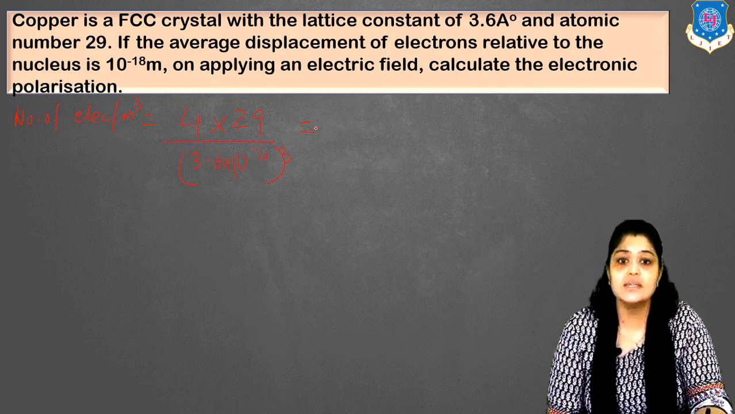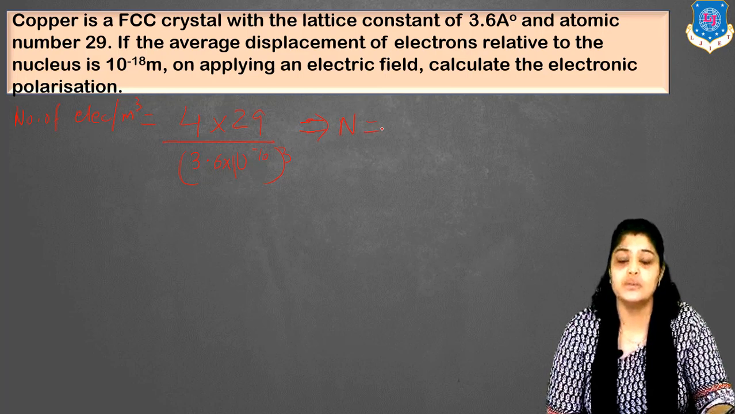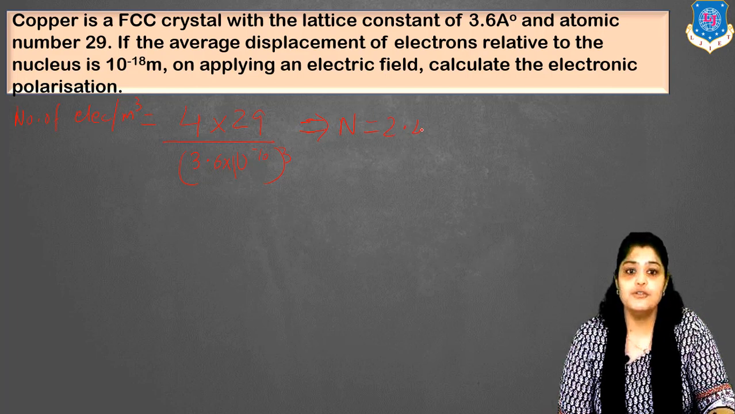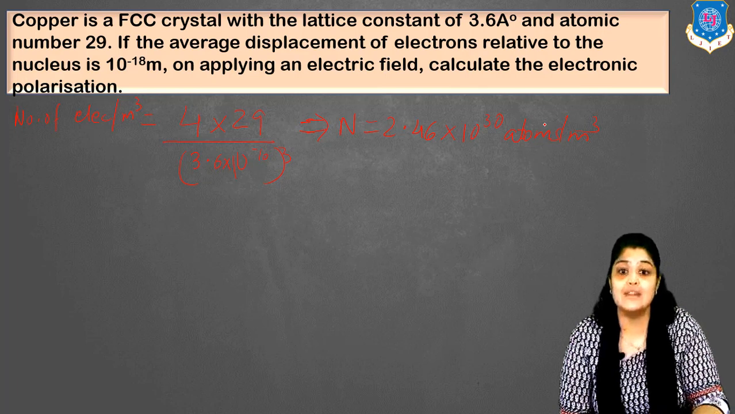So it should be the number of atoms per unit cell into its atomic number divided by the lattice constant cube. Solving this, we find the value of the number of atoms. So this gives us the number of atoms per unit volume, n, that is equal to 2.46 into 10 raised to 30 atoms per meter cube. So this is how you should find out n first.